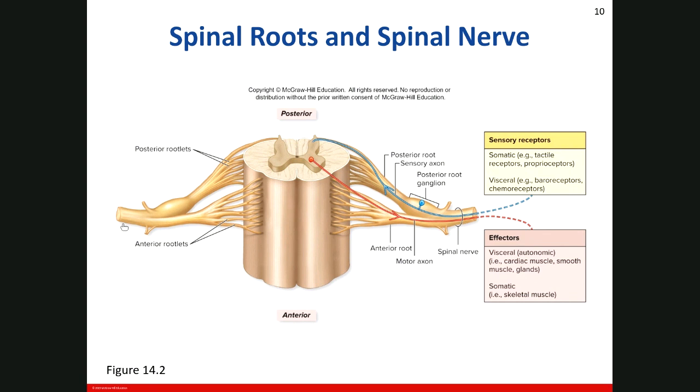In this picture, besides the posterior root, which is only sensory, and the anterior root, which is only motor, you have another structure. I hope you remember the meaning of ganglia. The ganglion is the accumulation of nerve cell bodies which we have in our peripheral nervous system.